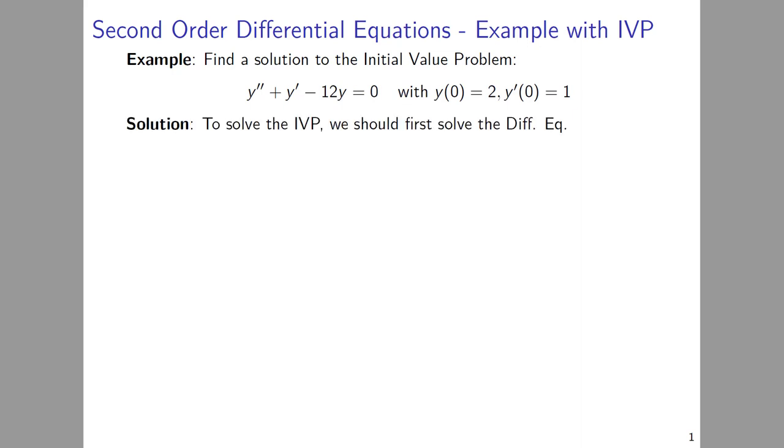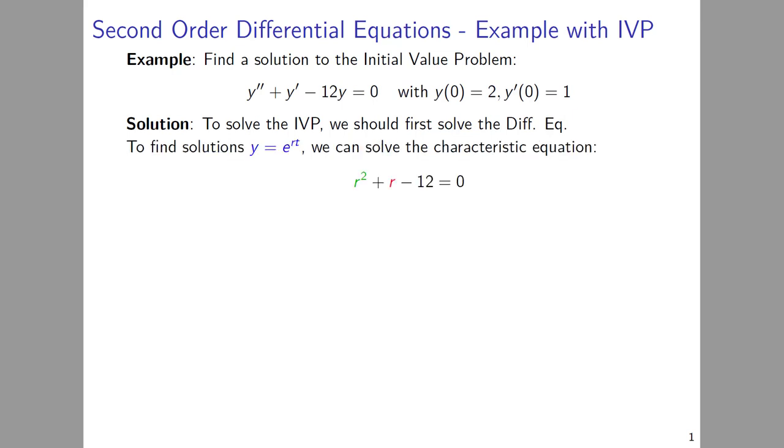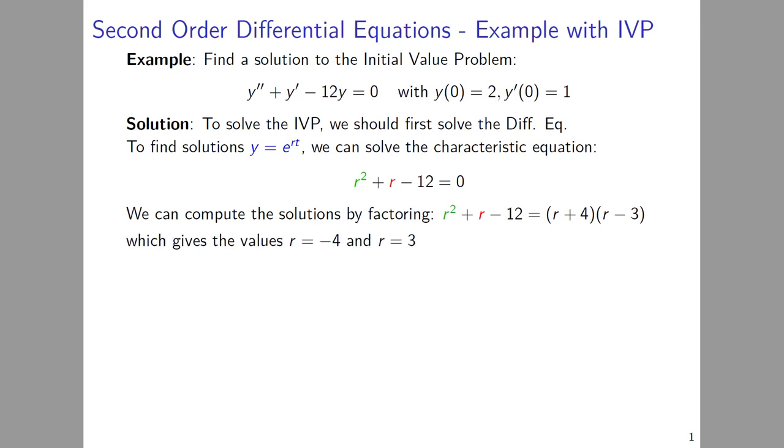To solve the initial value problem, we should first solve the differential equation y'' + y' - 12y = 0. And to find solutions y = e^(rt), we can solve the characteristic equation r^2 + r - 12 = 0. And we can compute the solutions by factoring r^2 + r - 12 as (r + 4)(r - 3), which gives the values of r to be -4 and 3.